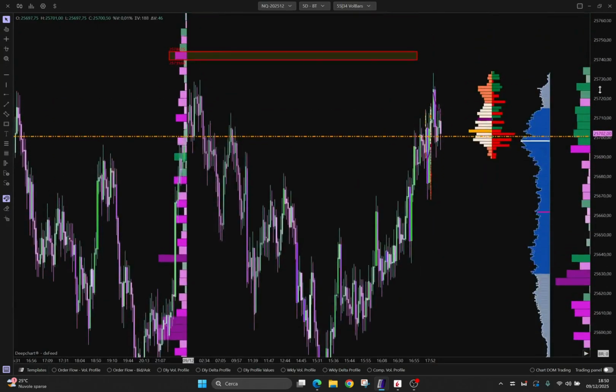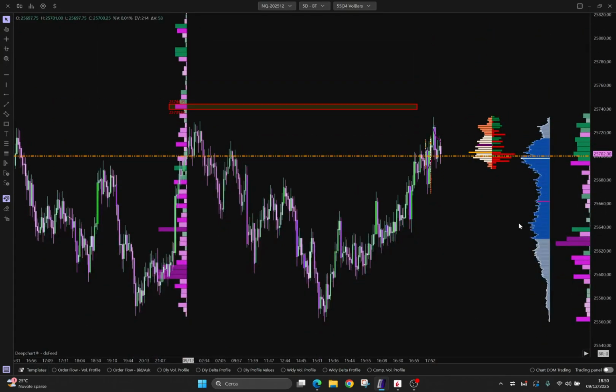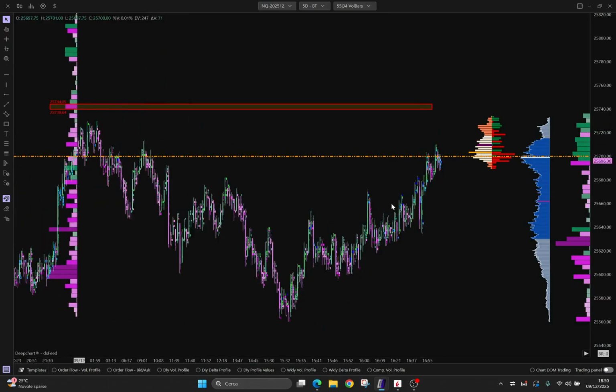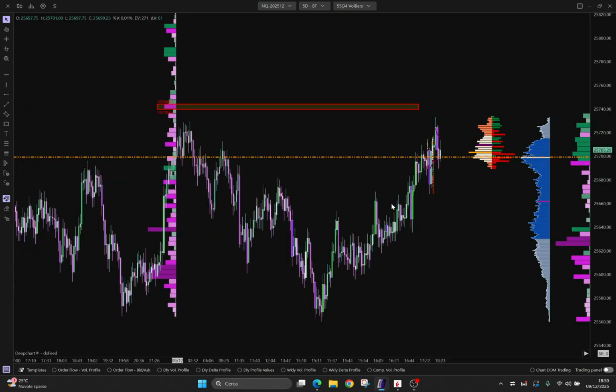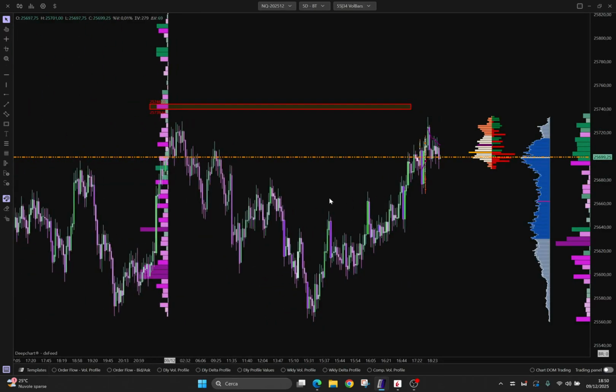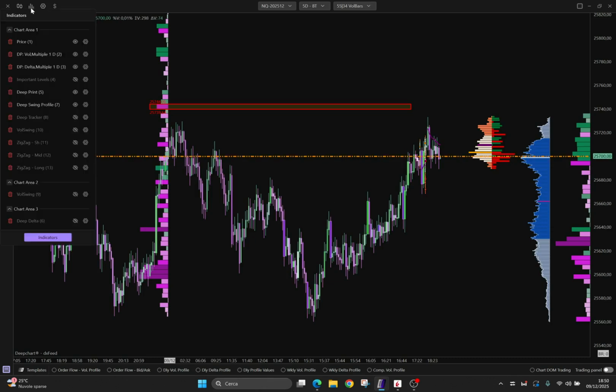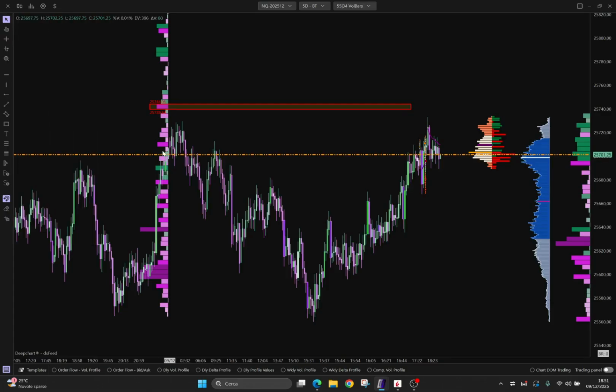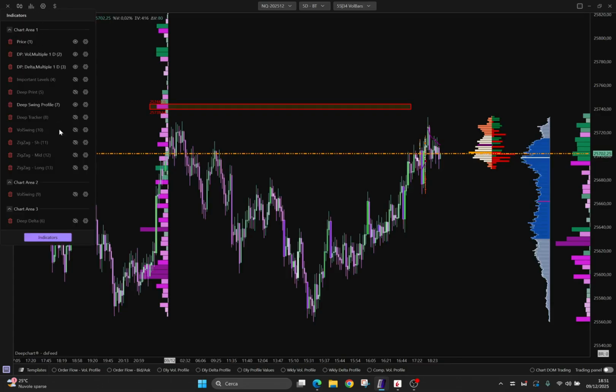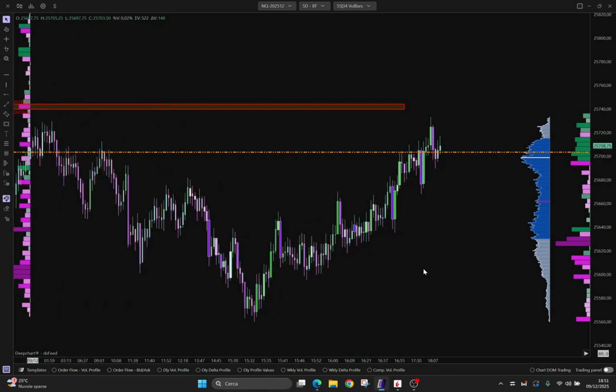Okay. Now, what do we have here? This is a volume chart. You are not watching candles, you are not watching price. You are watching the interaction of the two. Let me remove also the deep print, okay? And let's go down here because I want to show you. I want to remove everything, okay?